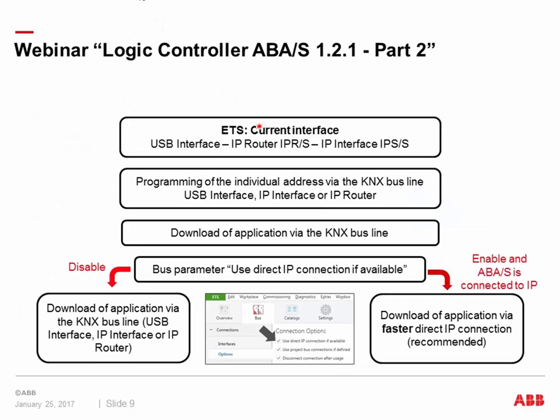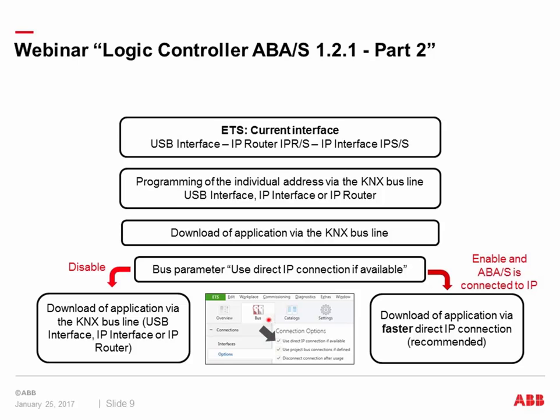So here we have the situation. We have in the ETS a current interface. It can be, for example, a USB interface, IP router, or IP interface. The next step was to program the individual address via our KNX bus line, via this IP interface, USB interface, or IP router. So the next step is to download the application. We can do it, for example, via the KNX bus line, or it is also possible otherwise. It depends on our parameter here in the ETS. We have here a parameter.